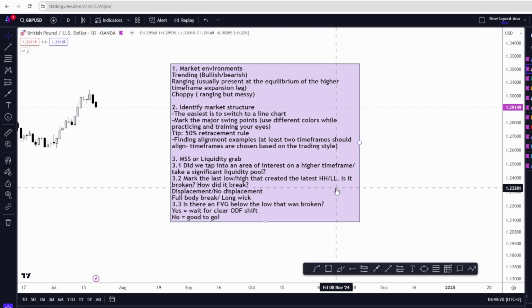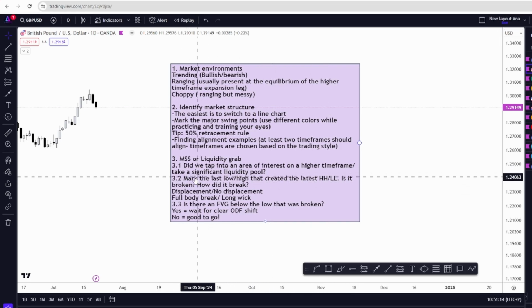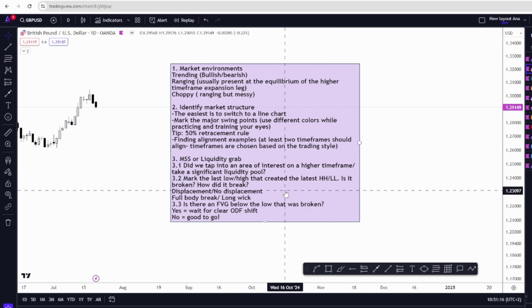I'm not looking for any market structure shifts. The second thing is, once we have marked the lows and the highs that have created the latest higher highs or lower lows, depending if we're in a bullish or a bearish market, is this major swing point that we have marked broken? And if it's broken, how did it break? Did it break with displacement or no displacement, and do we have a full body closure below this swing point, or do we have just a long wick and price closed within the same range?